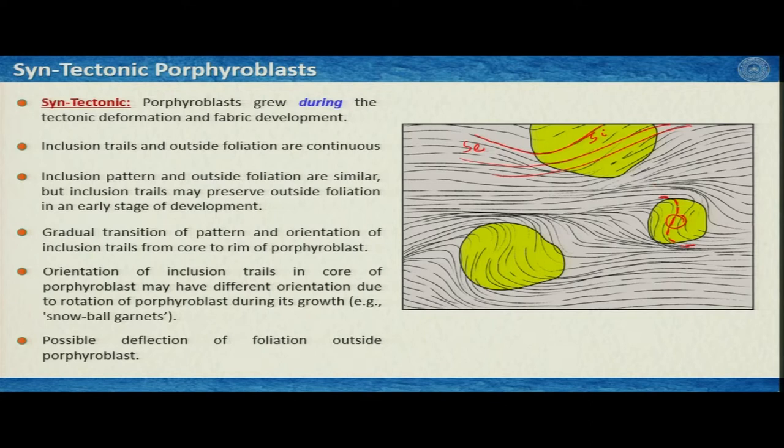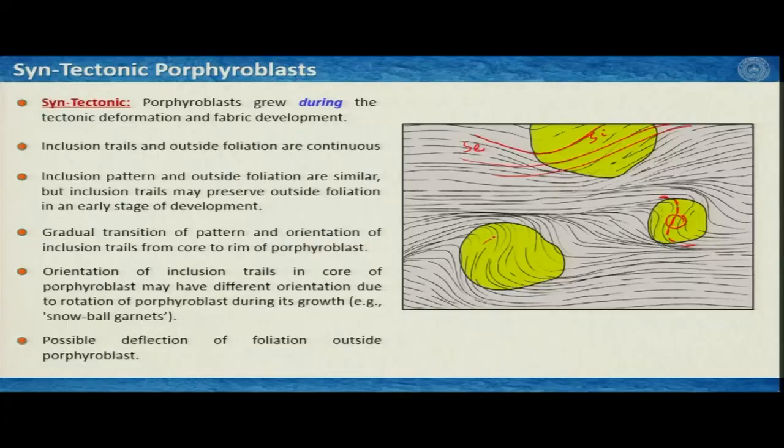Now, the orientation of the inclusion trails in the core of the porphyroblast may be different due to rotation. This is exactly what we are talking about, and we will learn it soon: if this is rotating this way, then it was actually initially straight, but then it has been rotating. So, therefore, you do not see them aligned with the foliation outside. And these are typically known as snowball garnets, because garnets generally show this kind of structure, but there are other minerals that also produce this kind of feature. And you also should have a possible deflection of foliations outside, like you see that it got deflected outside like this and so on. So, these are the typical features of syntectonic porphyroblasts.